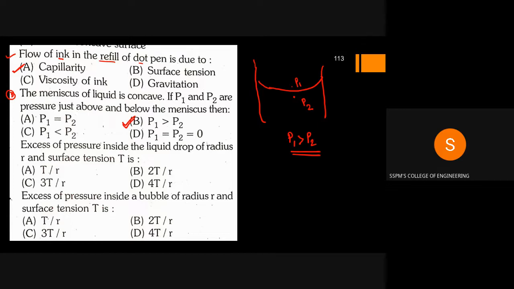Excess of pressure inside the liquid drop of radius R and the surface tension T. For the liquid drop, we have the equation for pressure inside. This is equal to 2T upon R. Okay. So correct option is option B. Excess of pressure inside a bubble of radius R and the surface tension. And for the bubble, we have the pressure Pi. This is a 4T upon R. So correct option is option D. Okay.